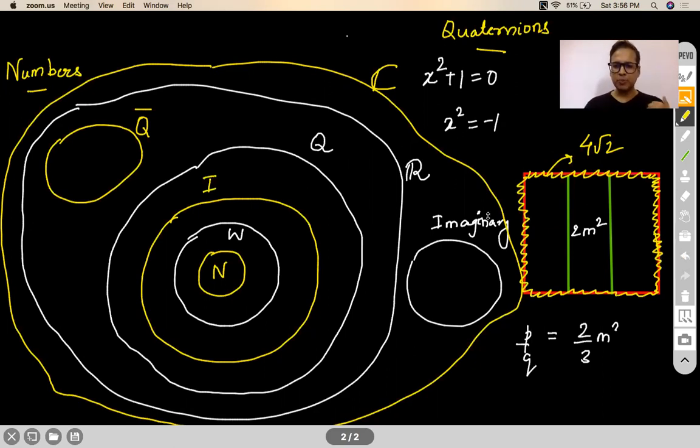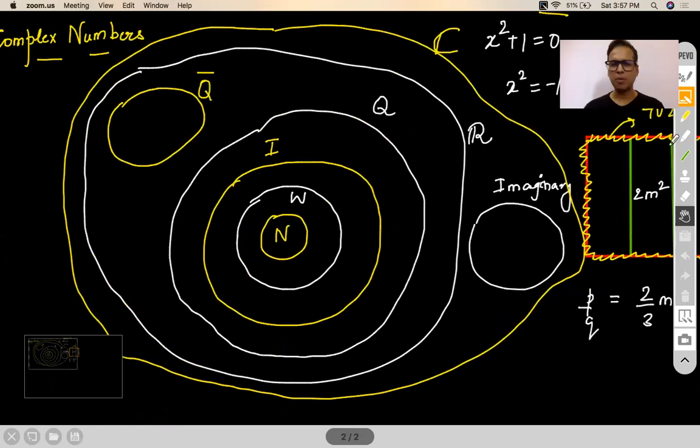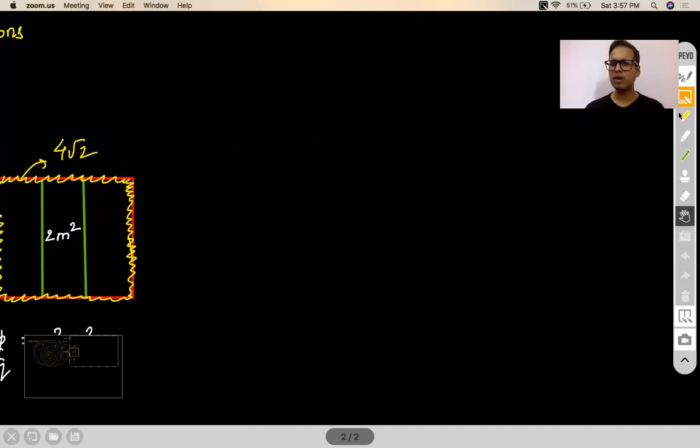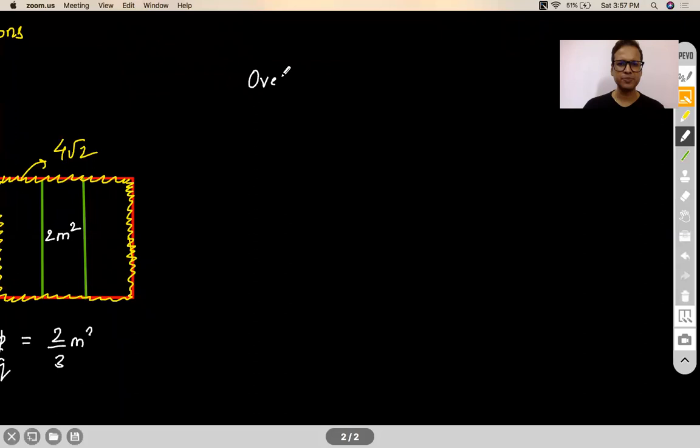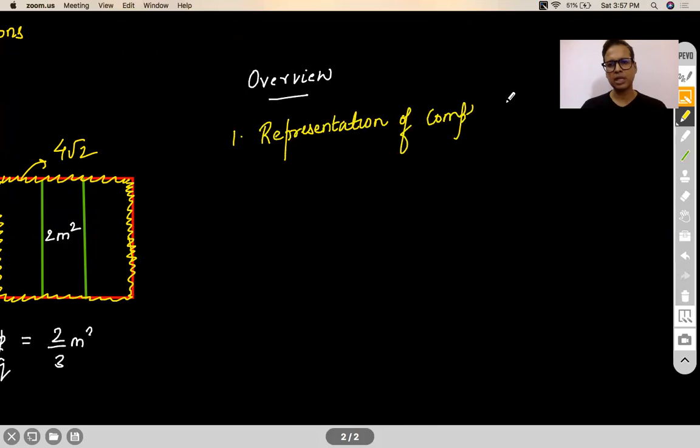Before I start going into more details about what a complex number is and what kind of operations we can do on it, I would like to give you a brief idea about the content of our study. So, an overview of our chapter. What are we going to study under this chapter? The first thing is representation of complex numbers. There are three types of representation which I'll be discussing with you: point form, polar form, and Euler's form. And we'll see how one form is helpful vis-a-vis the other in certain types of cases.